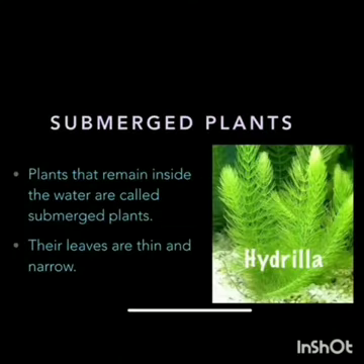Submerged plants. Now, what are submerged plants? Plants that remain inside the water are called submerged plants. Their leaves are thin and narrow. You can see the example of hydrilla. See the picture. How thin and narrow the leaves are.